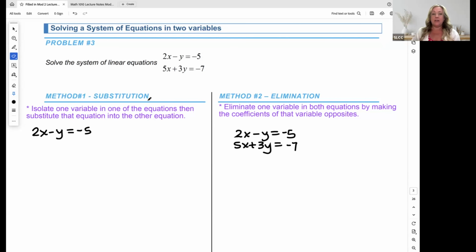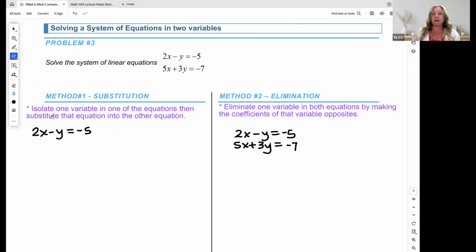Okay, now let's take a look at a question where we're being asked to solve this algebraically. So this is a review of solving systems of linear equations in two variables. You might remember that there's two methods that we can use to solve systems of linear equations: the substitution method and the elimination method.